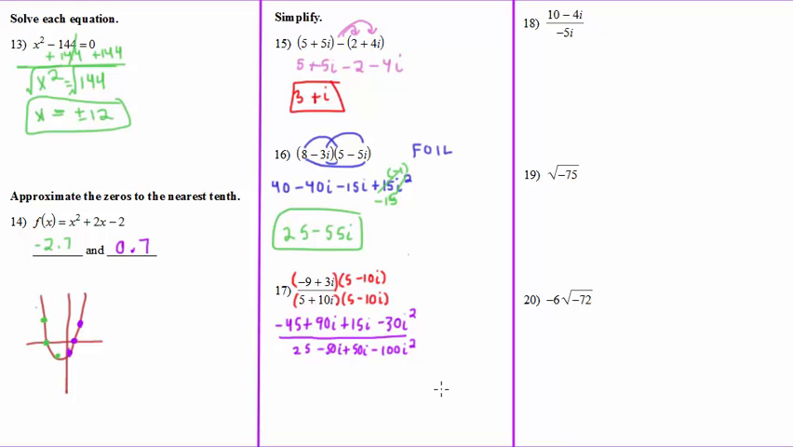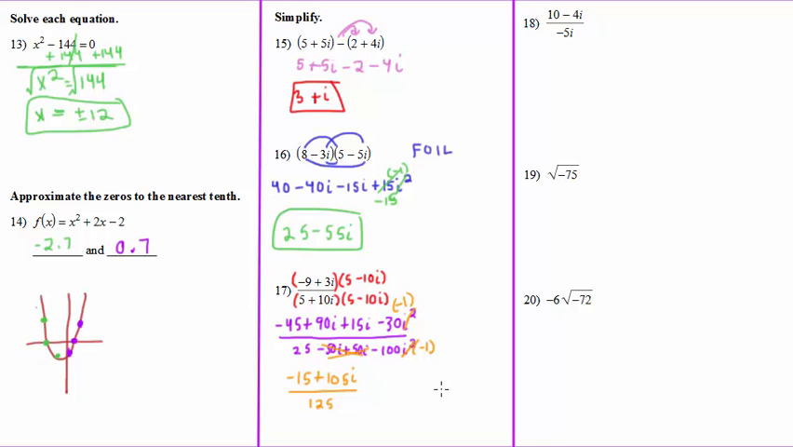So we've got to change our i squareds to negative 1s, sorry. And so that will change this to be a positive 30 and a positive 100. So on top, our like terms are negative 45 plus 30, which is negative 15. And then 90i plus 15i is 105i. On the bottom, the middle terms cancel, and I have 25 plus 100 because we multiply these together and it changes signs. So 25 plus 100 is 125.